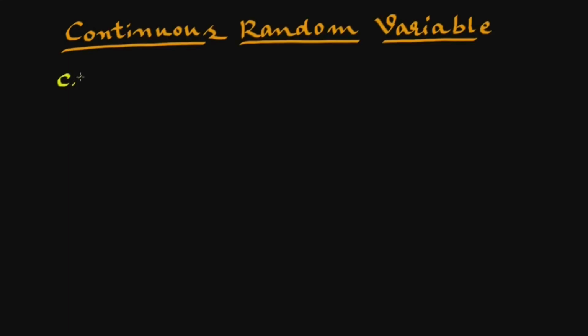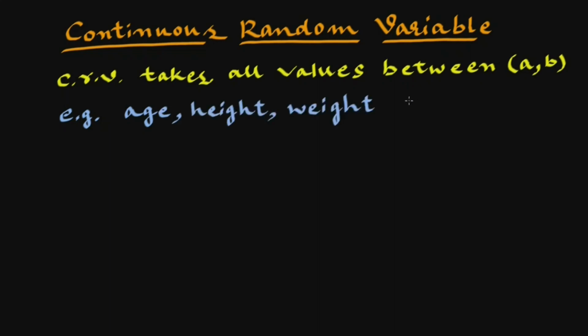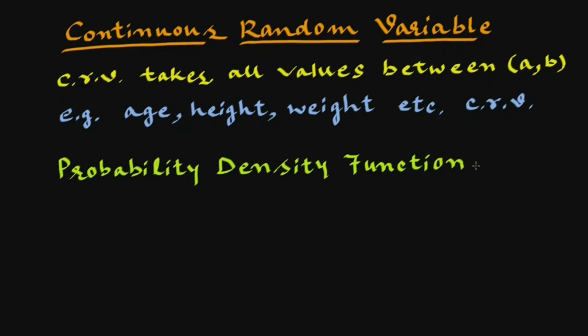In this video, we will talk about continuous random variables. A continuous random variable takes all values in an open interval (a, b). For example, age, height, weight, etc. are all continuous random variables. Next, we will see the probability density function of a continuous random variable.